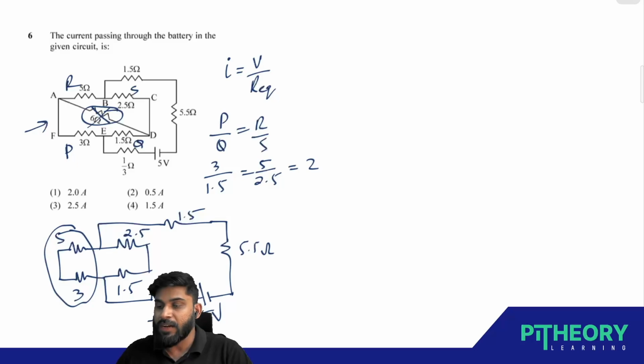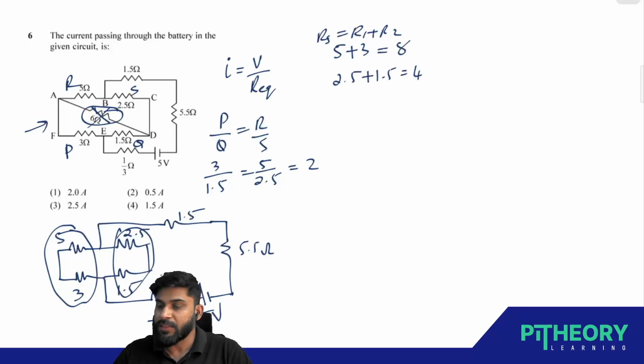This P and R, if you are seeing, they are actually in series. These two are in series. Now, if you simplify them, 5 plus 3, since they are in series, RS is equal to R1 plus R2. 5 plus 3 equal to 8. And in the same way 2.5 plus 1.5, which is nothing but 4 ohm.